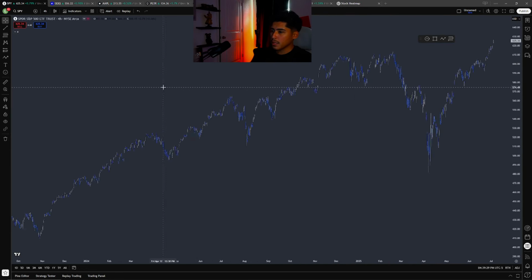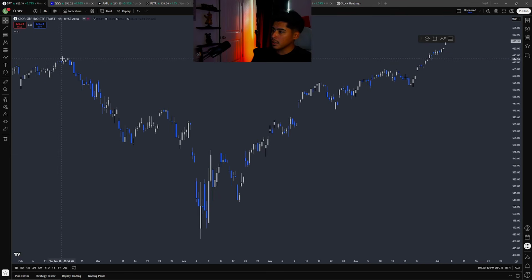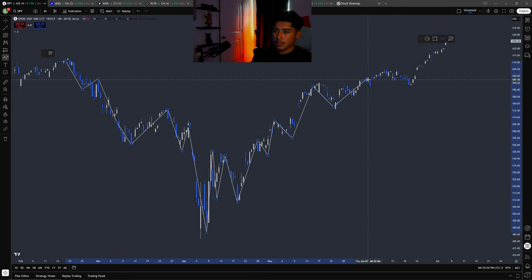Like for example, we were in a downtrend from early 2025, February, mid-February, all the way till early April, right? And then we started uptrending. So from the downtrend, we made lower lows, lower highs, lower lows, lower highs, lower lows. And then right here, you can see that's where we started breaking out and making higher highs and higher lows, right?